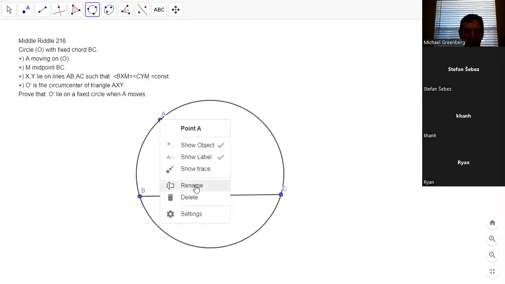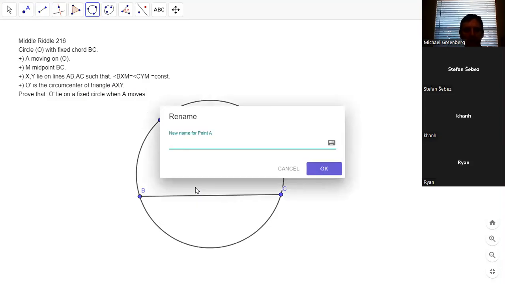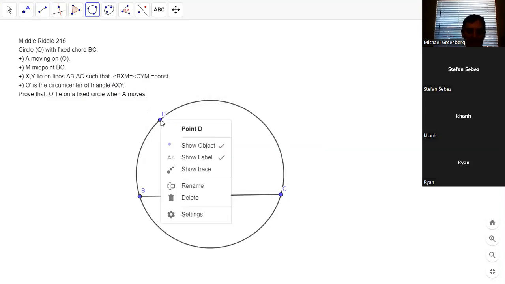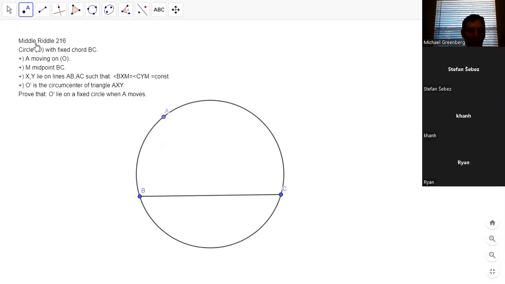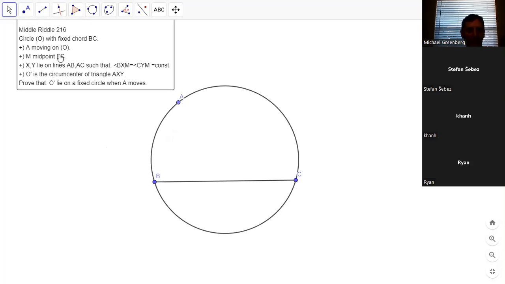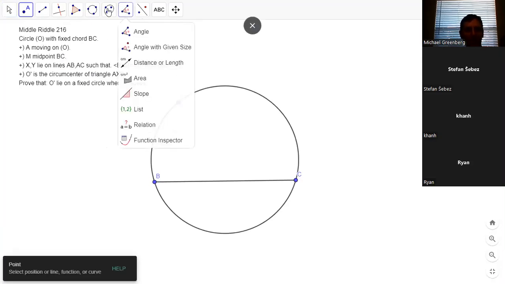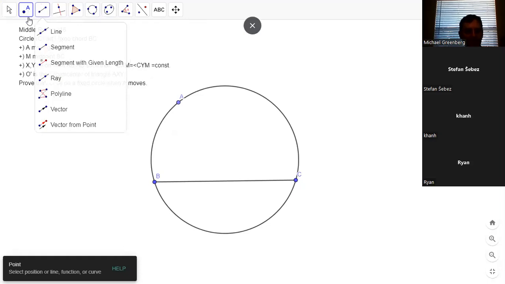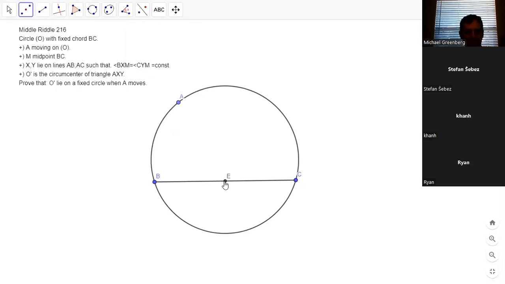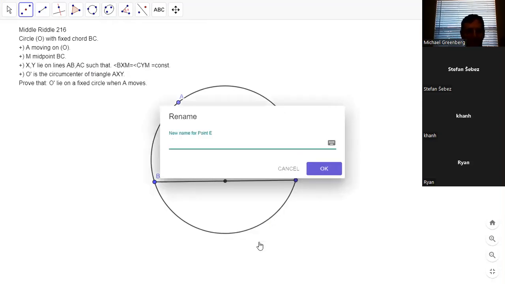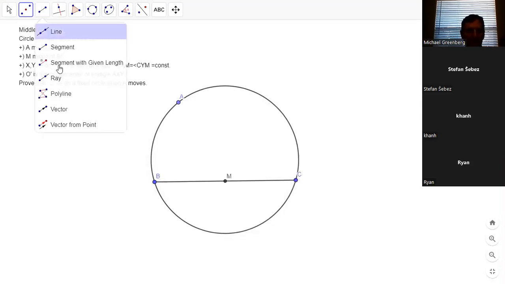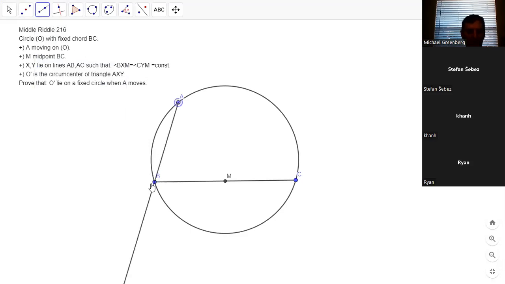Actually, so yeah, I'm gonna call this D and then hide it. And A is a point on the circle, and O is the center, although we don't even really need the point O. M is the midpoint of BC. And we have 2 points on AB and AC, those two rays, such that angle BXM is equal to angle CYM.